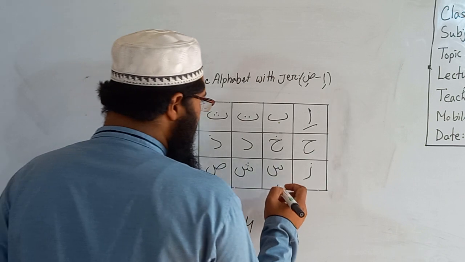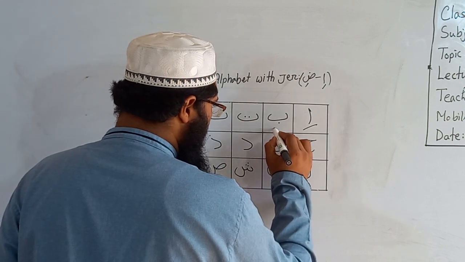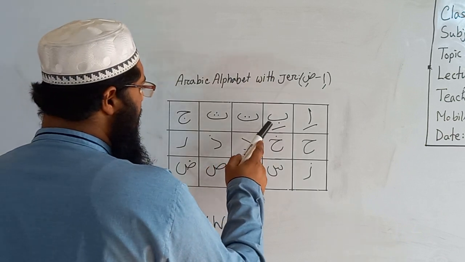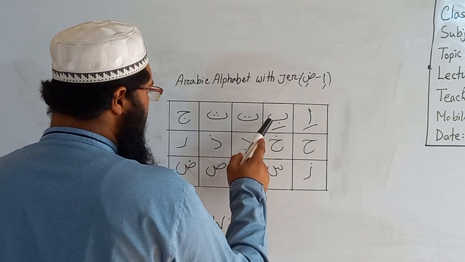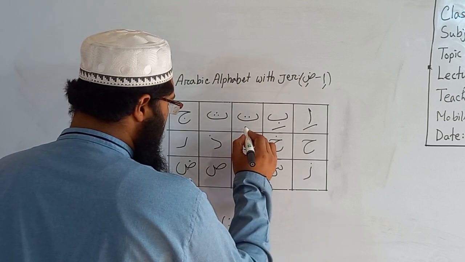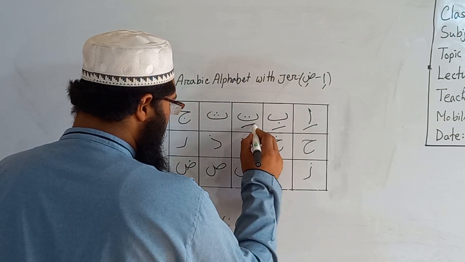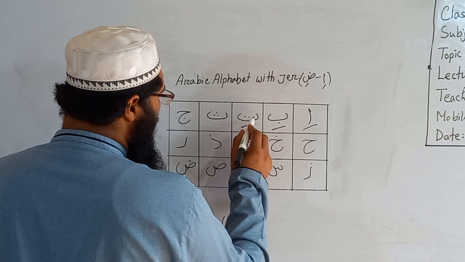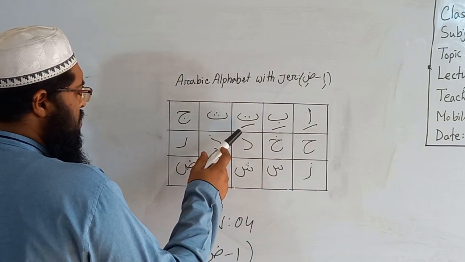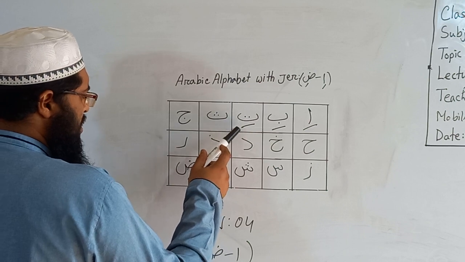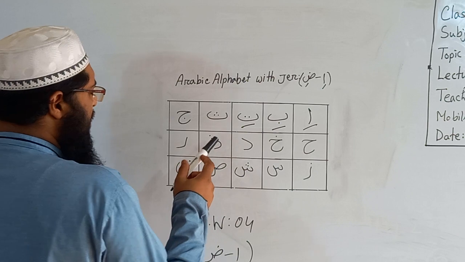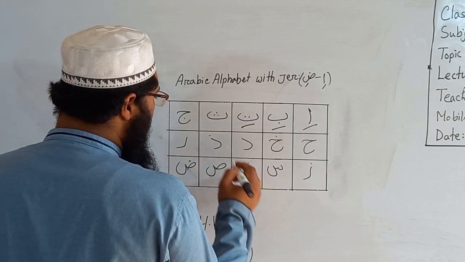Then this one is Ba, you know that. Now I am giving Jer under the Ba, and now we have to pronounce this one Ba Zer Bi. Then this one is Ta, you know that. Ta has two nukta drops. Now we have to pronounce this letter Ta Zer Ti.